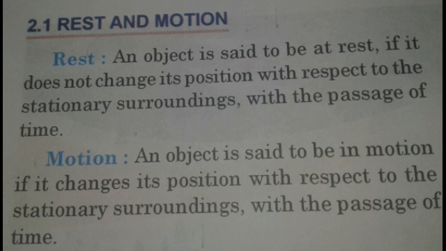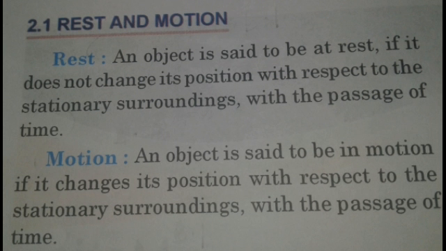Rest and motion. Rest. An object is said to be at rest if it does not change its position with respect to the stationary surroundings with the passage of time. जब एक ऑब्जेक्ट अपनी पोजीशन बाकी ऑब्जेक्ट्स के हिसाब से नहीं बदलता है, तब उस ऑब्जेक्ट को हम कहते हैं कि वो ऑब्जेक्ट रेस्ट पर है या फिर स्टेशनरी पर है.